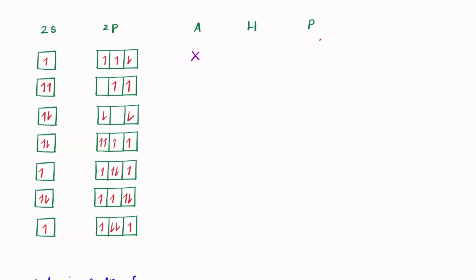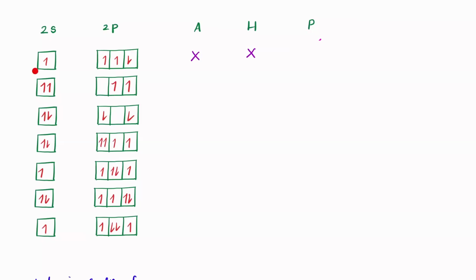Second, is it following Hund's rule? See, Hund's rule is applicable for 2p because 2p has a degenerate orbital set. So the first electron was filled like this, the second is filled like this, but the third is supposed to be filled like this, but they have filled in an opposite spin. So that is also not following Hund's rule. Are we following Pauli's exclusion principle?